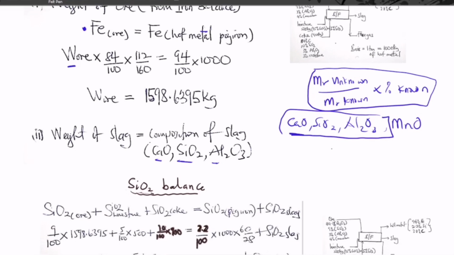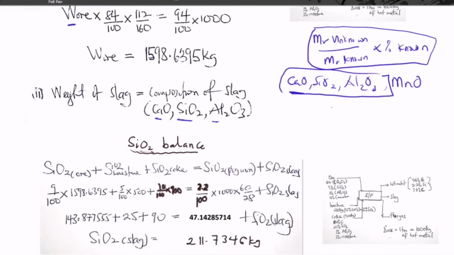So let's do the silica balance, right? Finding the silica, SiO2 balance, we take this. Now we go to the ore. Do you have silica in the ore? We have silica in the ore. Then we go into the limestone. Do you have silica in the limestone? We have silica in the limestone. And we go to the coke. Do you have silica in the coke? We have silica in the coke.